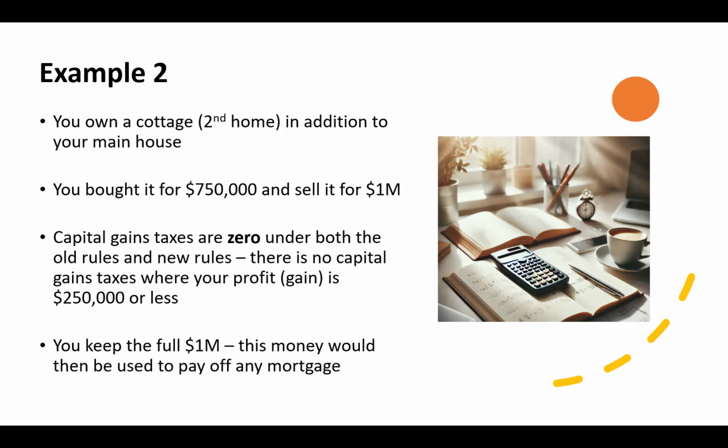Example 2, so let's say you own a cottage, which is a second home in addition to your main house, and you bought it for 750,000 and you sell it for 1 million. Well, capital gains taxes are actually zero under both the old rules and the new rules in this situation because there's no capital gains tax where your profit or your gain is $250,000 or less. So in this situation, you would also keep the full 1 million, and that money again would be used to pay off any mortgage that you have on the cottage and second home. So you keep the full $1 million of sale in this situation too.